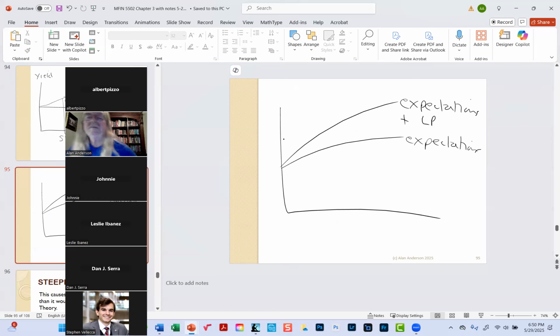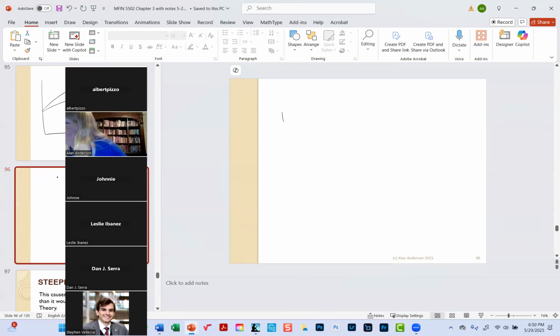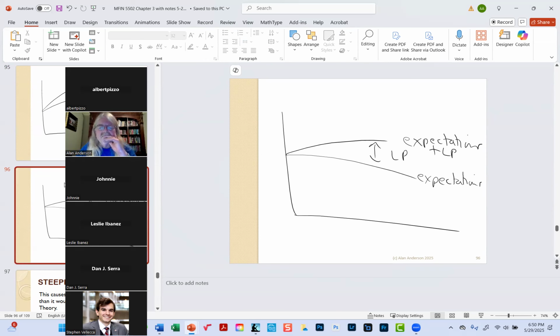LP for liquidity premium. And even if you're expecting it to fall to a certain degree, you might still have an upward sloping yield curve because of the liquidity premium. Let's say you're expecting this, it'd still end up here, depending on the size of these liquidity premia. So that pushes the curve up higher than it otherwise would be. Okay.